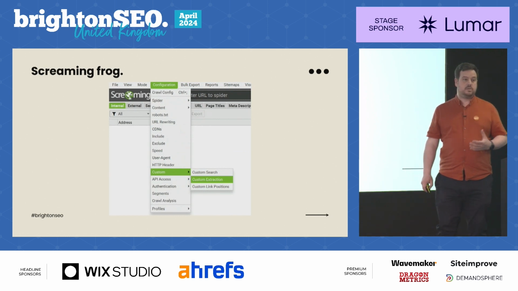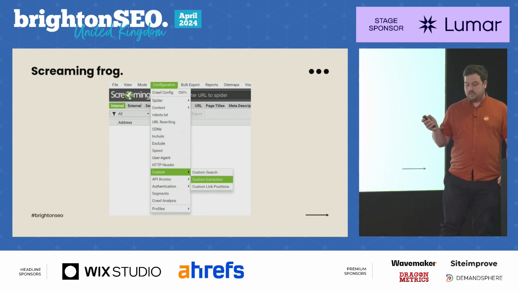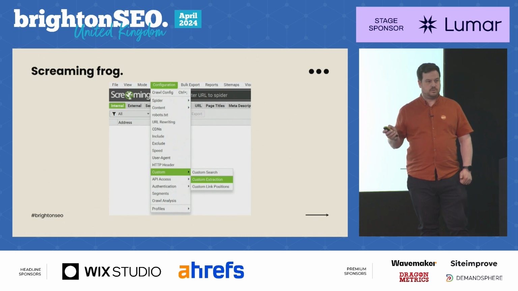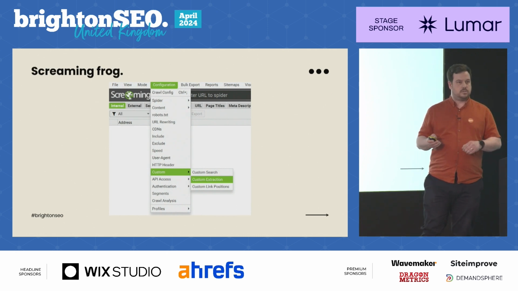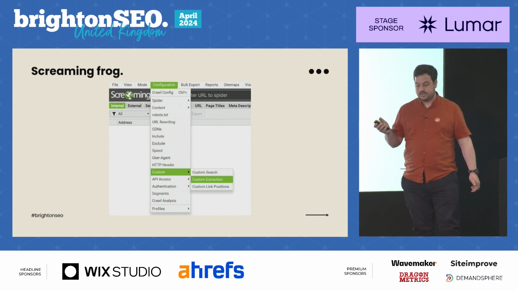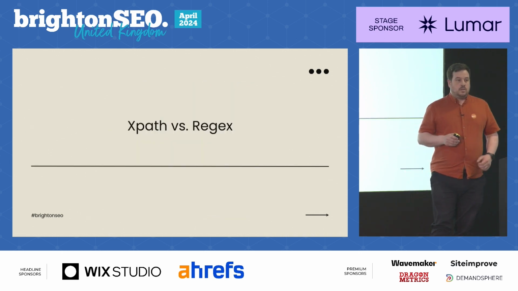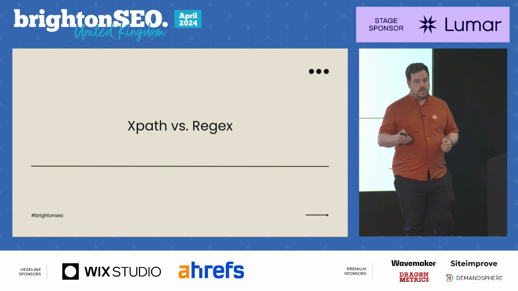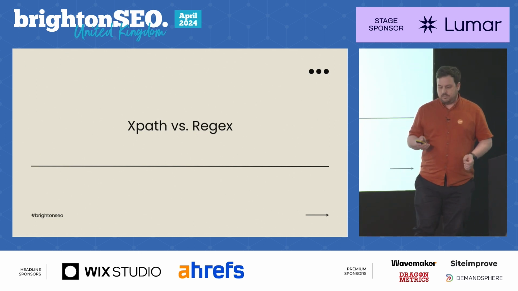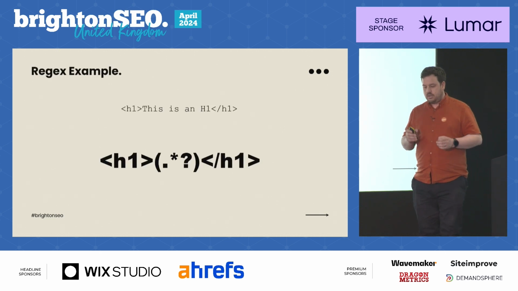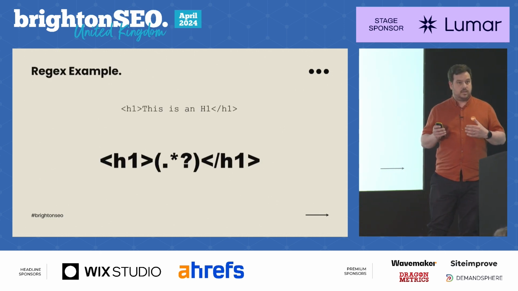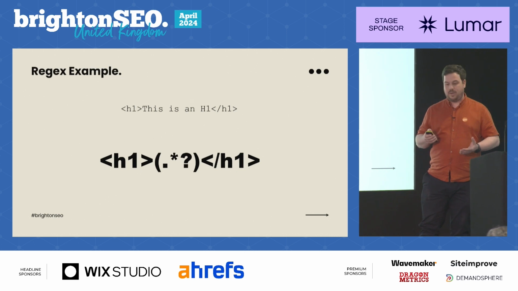To do this in Screaming Frog, all you do is go to Configuration, Custom, then Custom Extraction, and add your XPath. When you do your crawl, your custom extraction report will have all of the content you're trying to scrape in a nice handy list. There are two primary ways to do a custom extraction: one is XPath and one is regex. The basics of regex are really easy, so the barrier to entry is quite low.